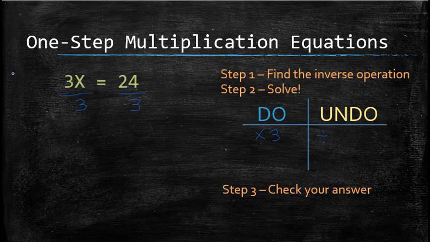So this is just like saying 3x divided by 3. But we're 7th and 8th grade mathematicians, so we don't use that division sign when we're working with algebra like this. So it's 3 divided by 3 here. That gets rid of those. So now you have x by itself. 24 divided by 3. Go ahead and do this on your calculator.